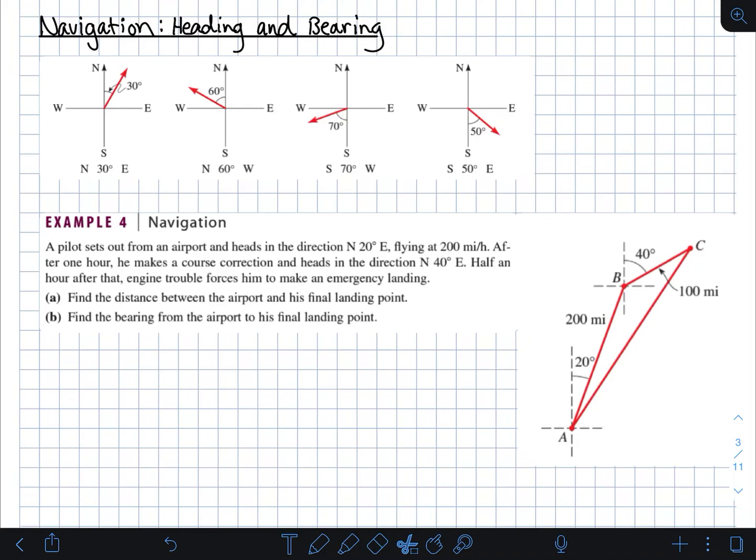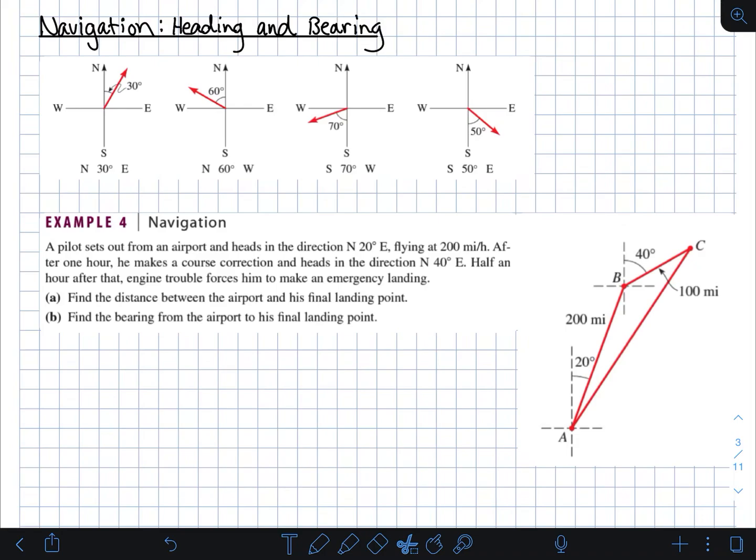When we talk about direction and we're giving angles, whenever we say north 30 degrees east, we're actually measuring the 30 degrees from north. If we say north 60 degrees west, we're measuring 60 degrees from north toward west. If we say south 70 degrees west, then it's 70 degrees from south towards the west. This is a new way to think about angles, but we can still use it to find the angles of a triangle.